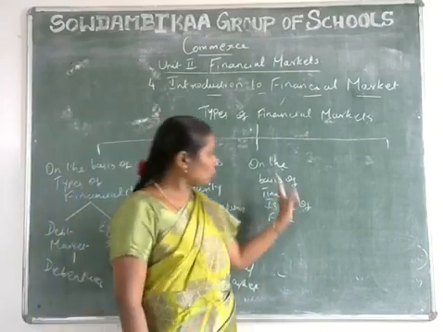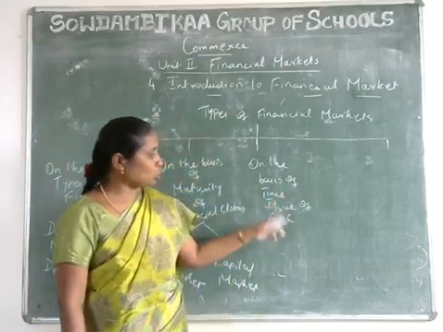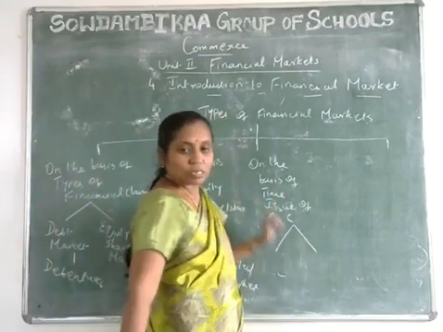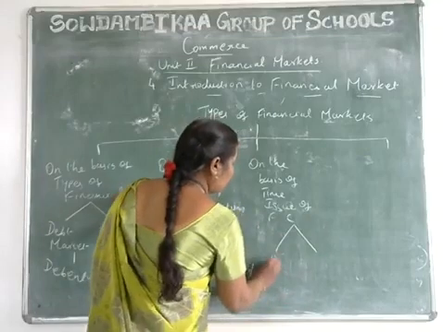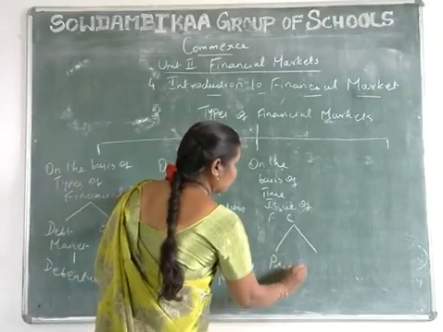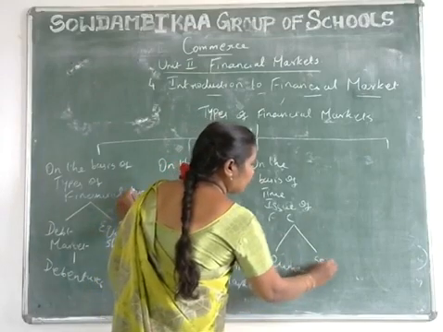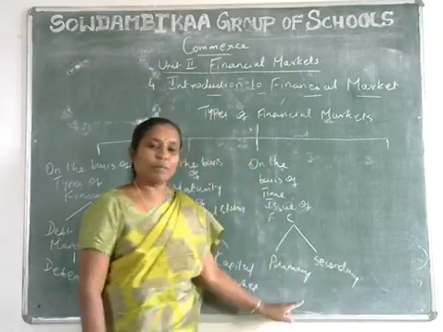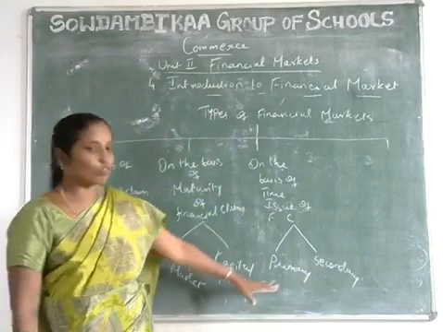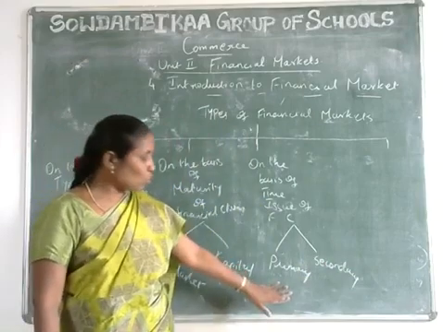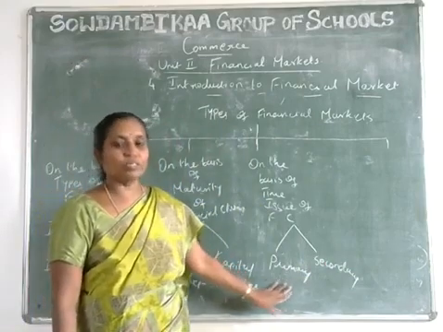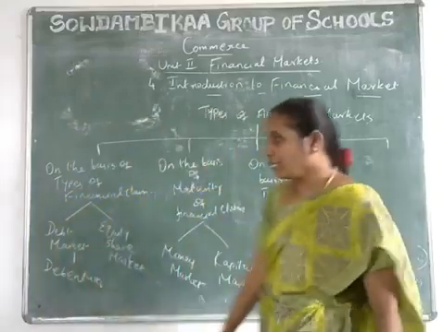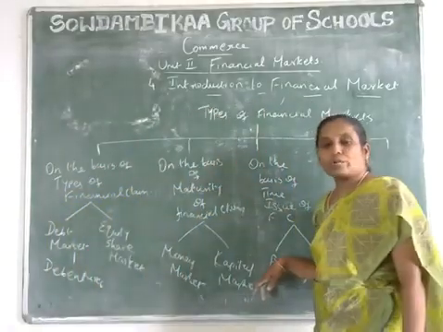And the next one is on the basis of time of issue of financial claims. You have here two types. The first one is the primary market and the second is the secondary market. What is meant by primary market? Primary market means issue of new shares. This primary market is also called the new issue market.